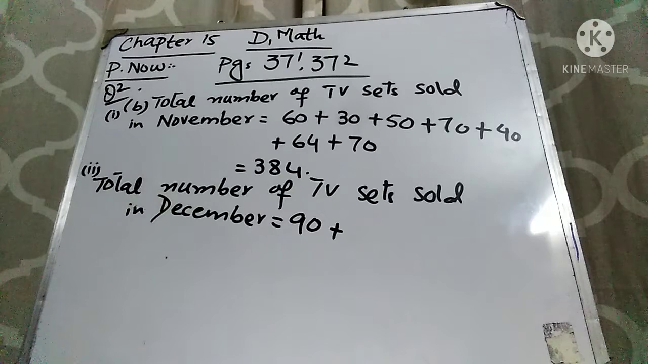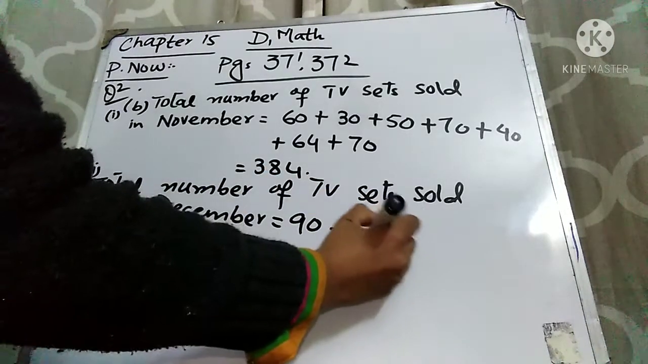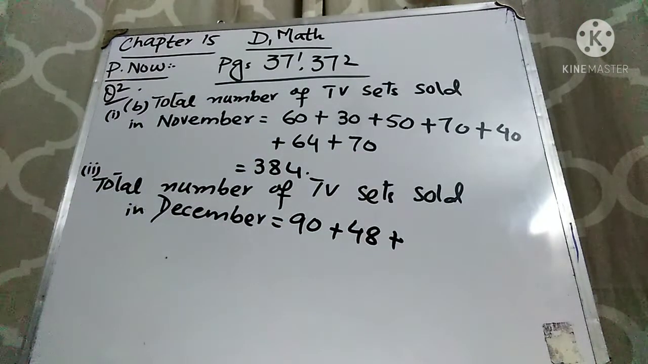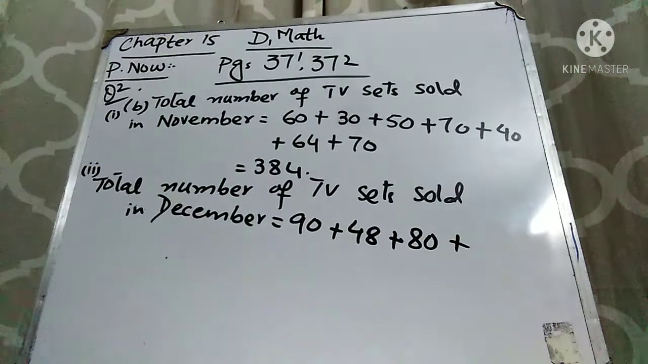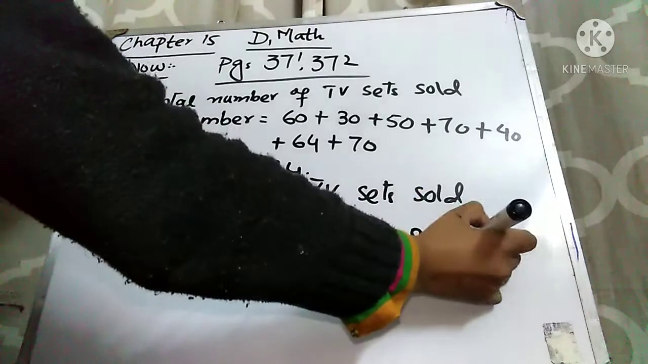The next purple bar goes till 40, 44, 48. The next purple bar for shop 3 goes till 80. And for shop 4, the purple bar goes till 100, 104, 108, 112.